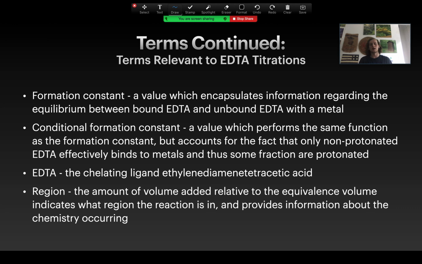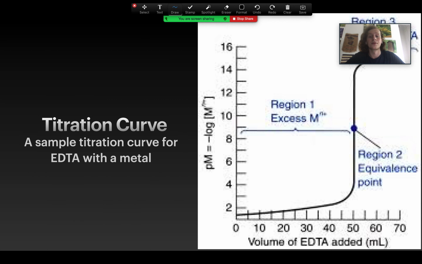If you look at the equilibrium expression for EDTA binding with a metal, you'll be able to derive this fact for yourself. EDTA is the chelating ligand ethylenediaminetetraacetic acid. And finally, we'll be using the word region to refer to different amounts of volume relative to the equivalence volume, because it indicates what kind of chemistry is occurring in this situation and what formulas we're using.